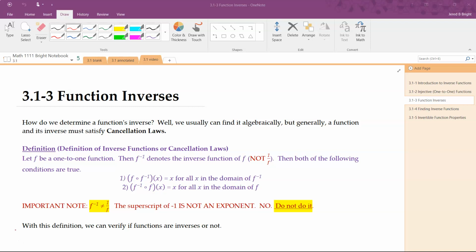So here we go. Just kind of walking through the definition. We have to have a one-to-one function, injective, right? And then we have f with a superscript of -1.